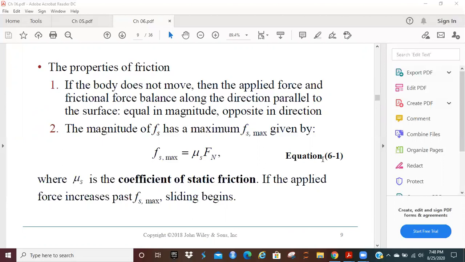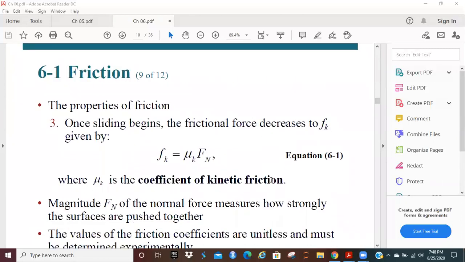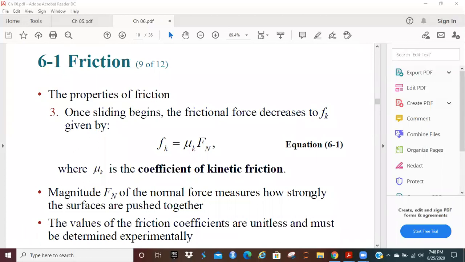If the applied force increases beyond that, then that's when you start to see the acceleration of the object. That's when its velocity starts to change. Once the sliding begins, then you're dealing with the kinetic friction. The way that is determined is you've got a mu sub k, which is the coefficient of kinetic friction, multiplied by the normal force. This is one convenient way of modeling friction. There are other ways to do it, but generally this is the easiest way to approach it.